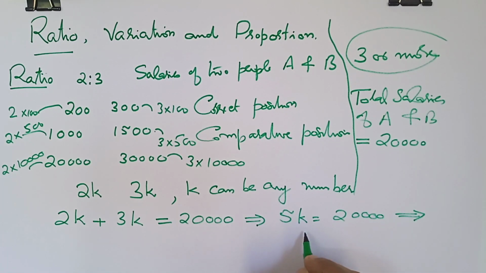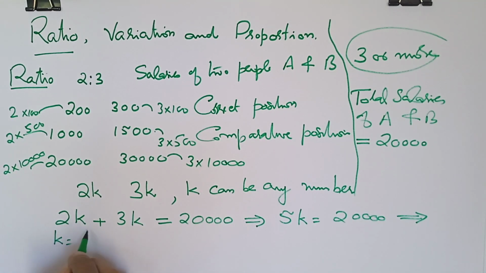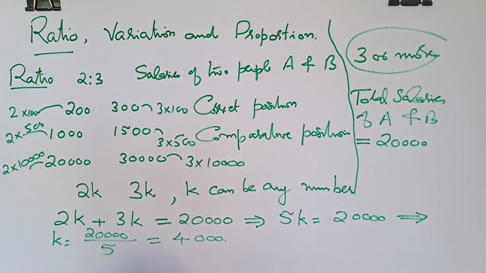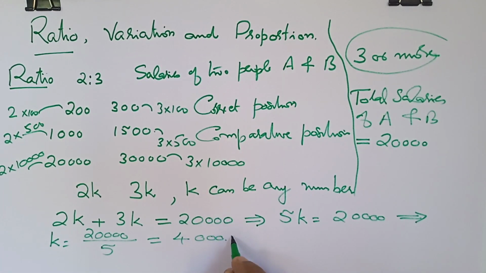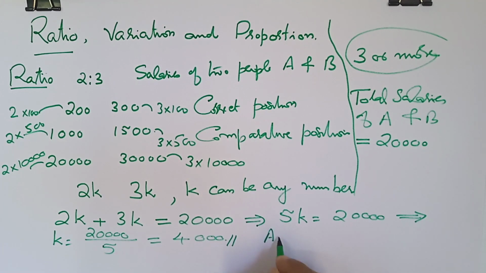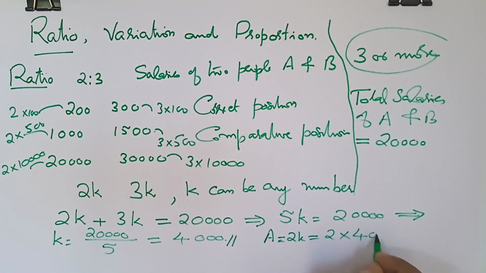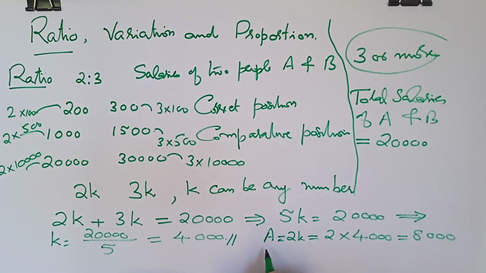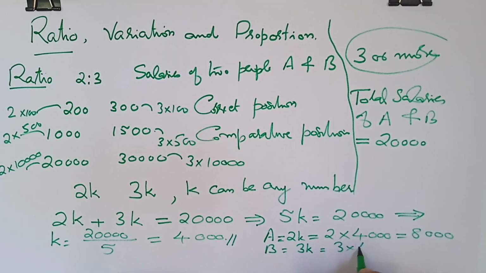That implies K is equal to 20,000 by 5, which is 4,000. Now we got K fixed as 4,000. If you know what K is, automatically A's salary will be 2K, and that's equal to 2 into 4,000, which is 8,000. Similarly, you can find out salary of B as 3K, 3 into 4,000.